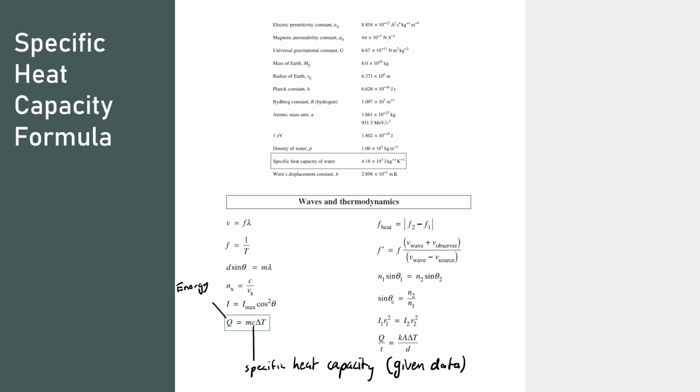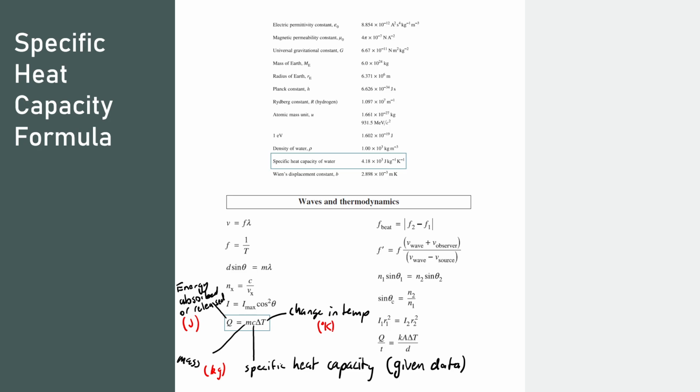Q is the energy that is being absorbed or released by the substance. M is the mass of the substance. And delta T is the change in temperature that the substance experiences when the energy is applied to it or the energy is being released from it. Energy is being measured in joules. Mass is being measured in kilos. Change in temperature is being measured in degrees Kelvin.